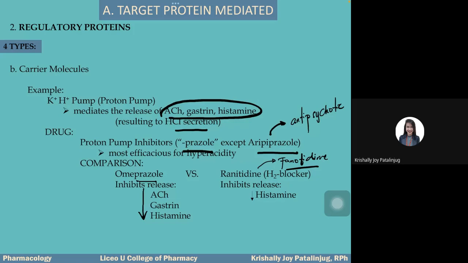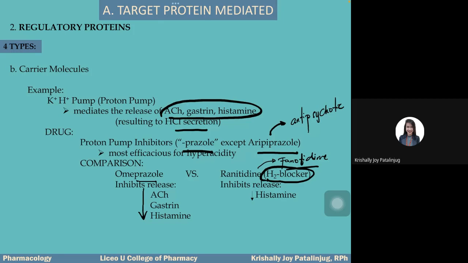it does not target a carrier molecule. Do you agree? It's an H2 blocker. So which regulatory protein does it target? There are four regulatory proteins: voltage-gated channel, carrier molecule, enzyme, receptor. So which one does the H2 blocker target? Not a carrier molecule, of course.